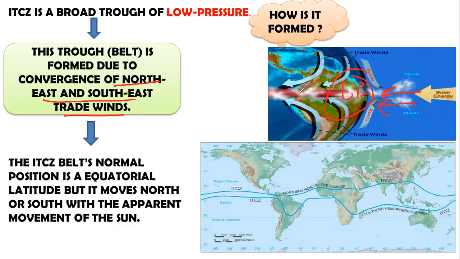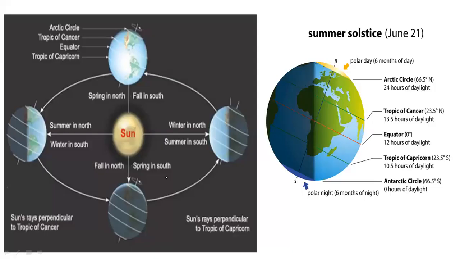And this ITCZ belt's normal position is at equatorial latitude because the Sun is overhead at the equator twice in a year. It moves north or south with the apparent movement of the Sun. As I just mentioned, due to the revolution of Earth, what happens? Different portions of Earth receive different amounts of sunlight at different points in a year.